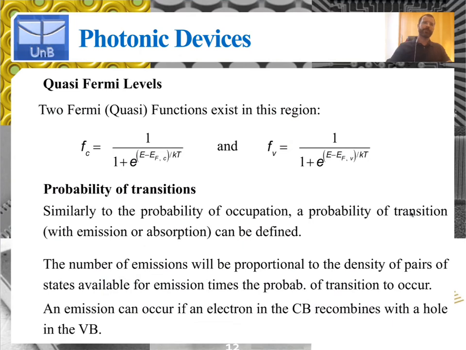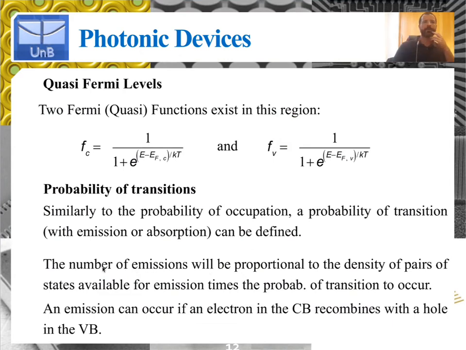Now, on to the probability of transitions. The idea here is that, similarly to the probability of occupation, a probability of transition associated with emission or absorption can be defined. So the probability of a downward transition, where an electron transitions from the conduction band into the valence band and emits a photon, or the probability of transition associated with absorption, in which an electron down in the valence band gains energy which is supplied by a photon which is annihilated. So we have probabilities associated with these transitions as well.